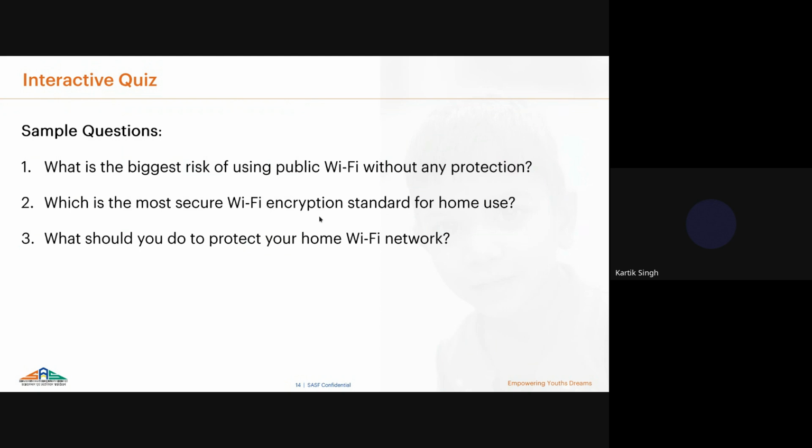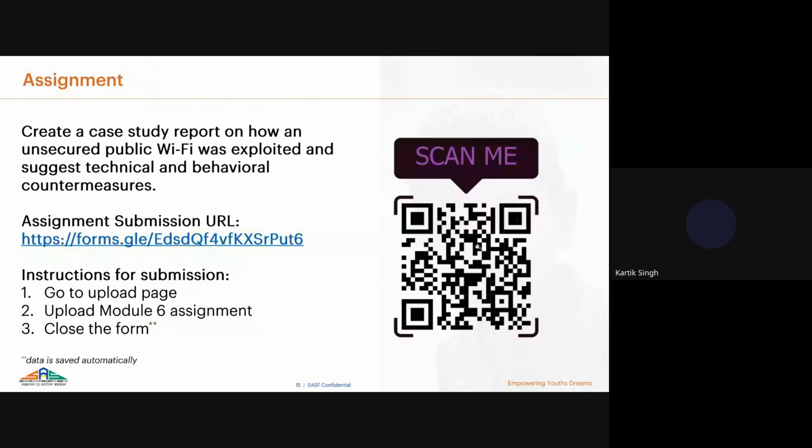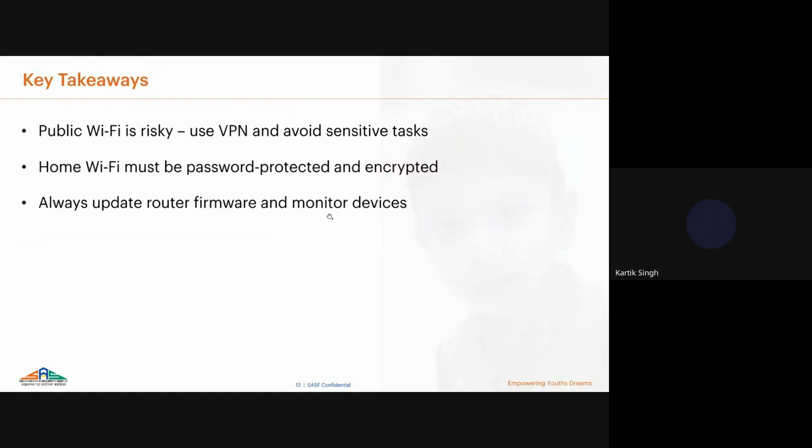So this is it for today's session. Let's discuss the key takeaways. Public Wi-Fi is risky. Use a VPN and avoid sensitive tasks. Home Wi-Fi must be password protected and encrypted. Always update router firmware and monitor your devices.